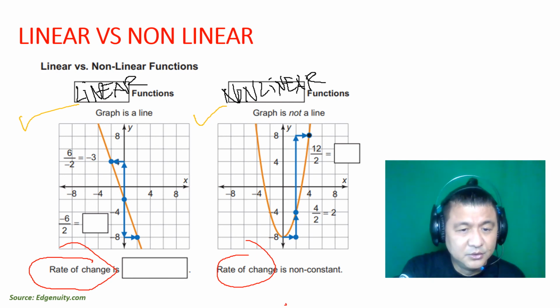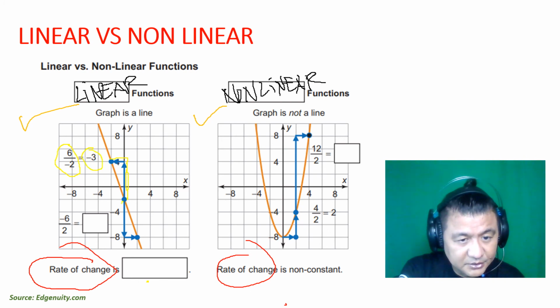Check this out. If you look at this, let me highlight it for you. It goes up by 6 and to the left 2. 6 over negative 2 is negative 3. Okay, we know that. But you could also see another pattern here. It goes up again by 2, 4, 6, and then 1 to the right. All these points will always have a pattern. You call that the rate of change, which is always negative 3.